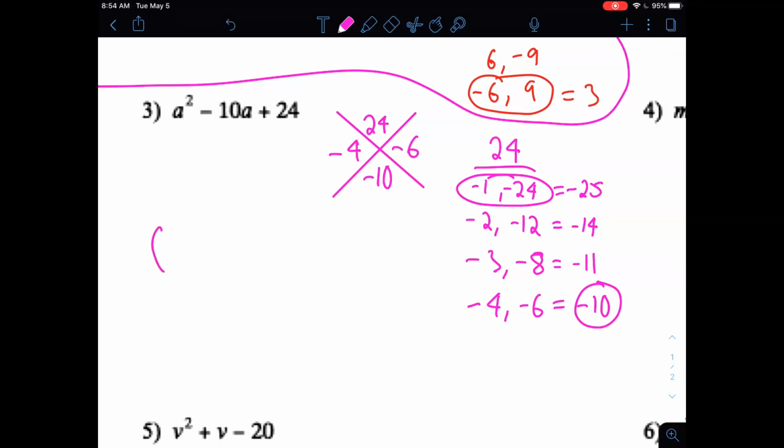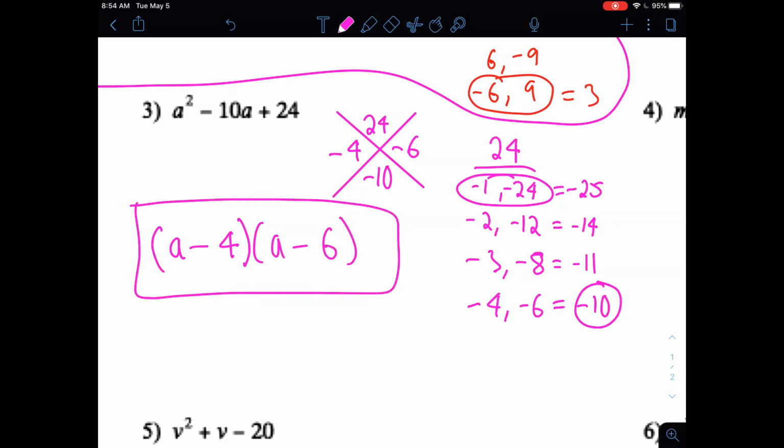Okay, and our answer is not going to be negative 4 and negative 6. It's going to be x minus 4 times x minus 6. And if you were to FOIL that, you get back to this original problem right here, which is correct. Okay?